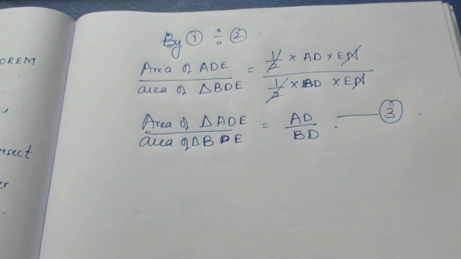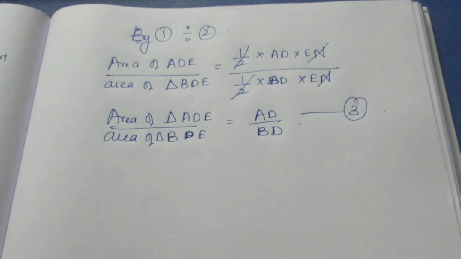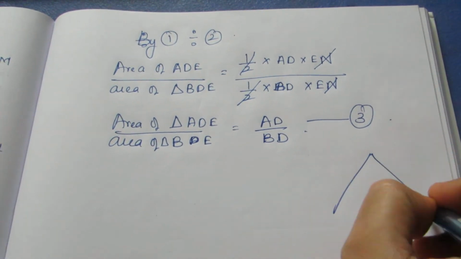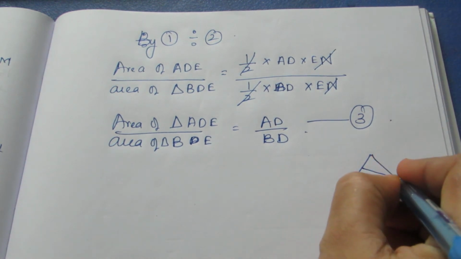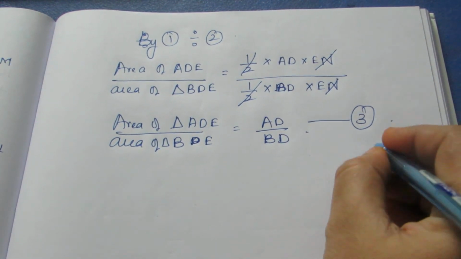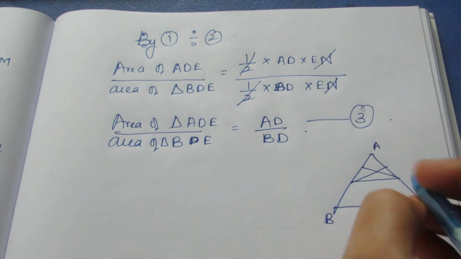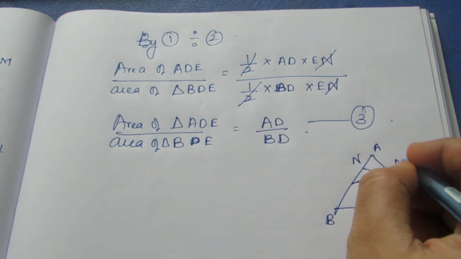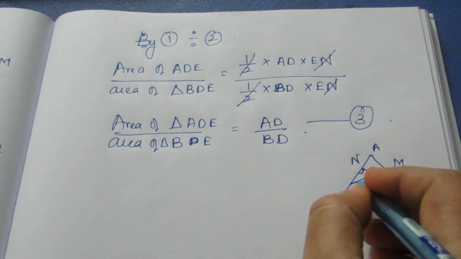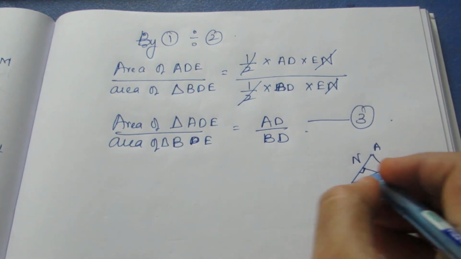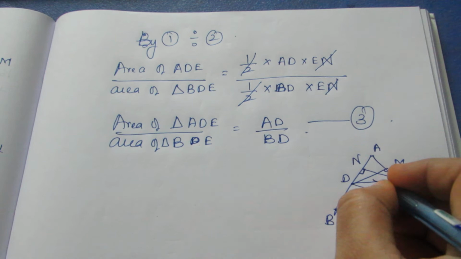Now let me take the triangle on this side. I'll just draw a rough figure here so that we can see it. The same diagram I'm drawing here, ABC. Here I've written this to be MN and it is perpendicular. I'm just joining these two. Here it is DE, these two are parallel.